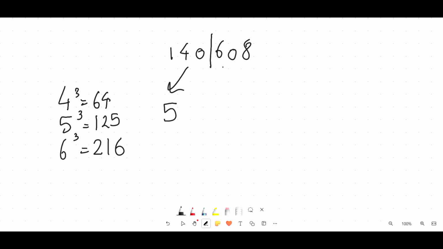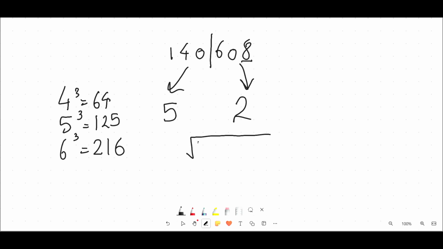And now for the right part, we just check with 8. If you remember correctly, 2 cubed is 8. So automatically our answer will be 2. And there's our final answer. We have 140608, and the cube root of that is just 52. And this is our answer.